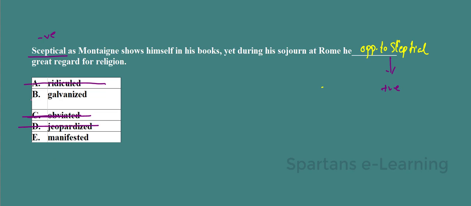Now galvanized is a positive term, manifest is a positive term, but galvanize is provoking someone into action. So this is again out of context. We need some word which says that he is not skeptical, that means not having any kind of doubt. Manifest means something which is visible to the eye or very much clear, without any confusion or any doubts. So manifest is very near to the opposite meaning of skeptical. So you can go with option E, right?